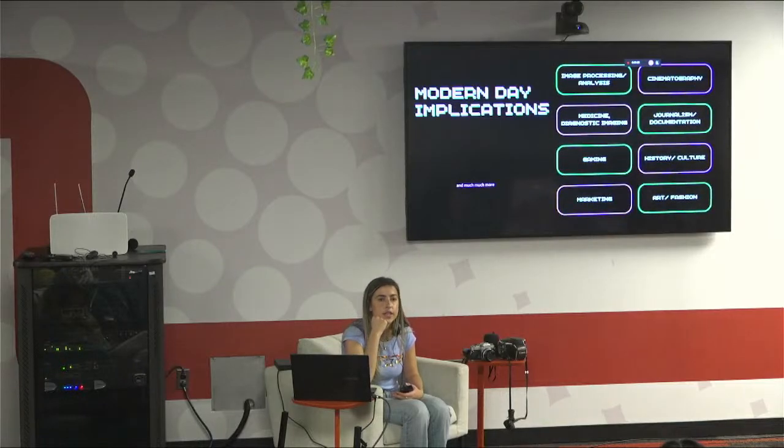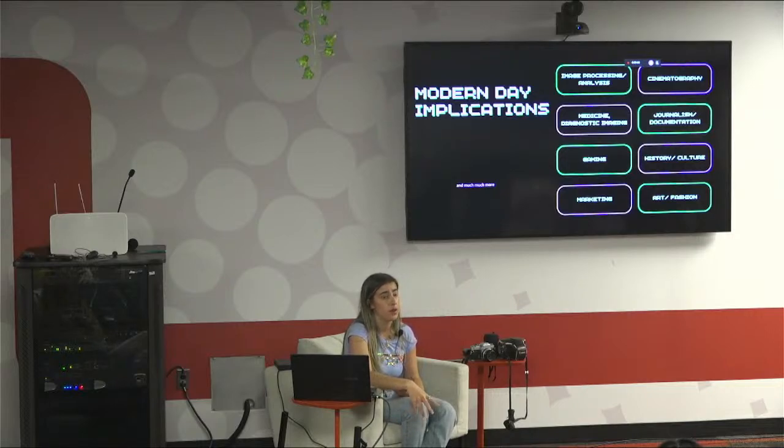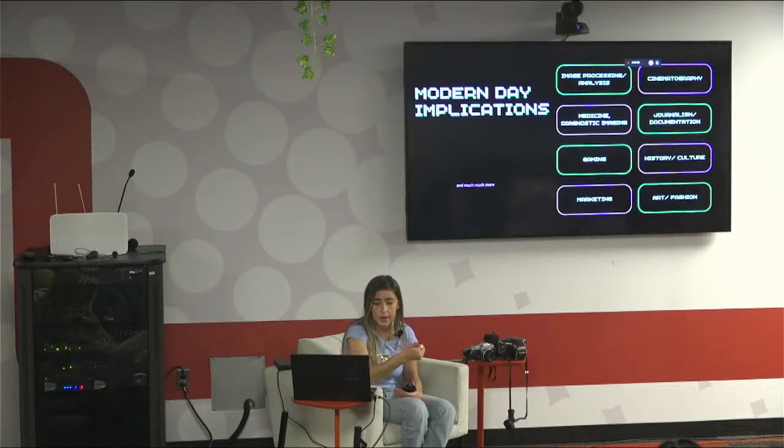And then modern day implications, basically a lot of different things. One of the most interesting for me is you can read a lot about how photography has shaped medicine, because in the olden days people had diagnoses from books, but they didn't really know what things looked like. That really shaped the medical field once they could actually photograph things. There's a lot in computer science for image processing and analysis. Gaming, marketing, history.